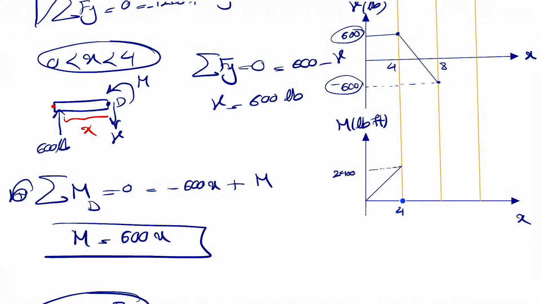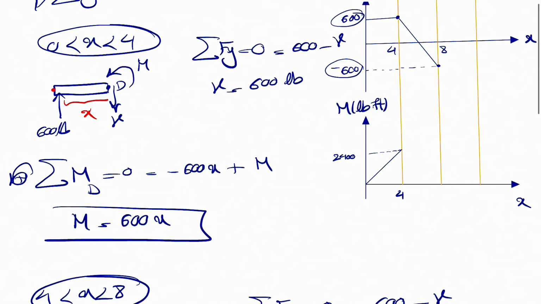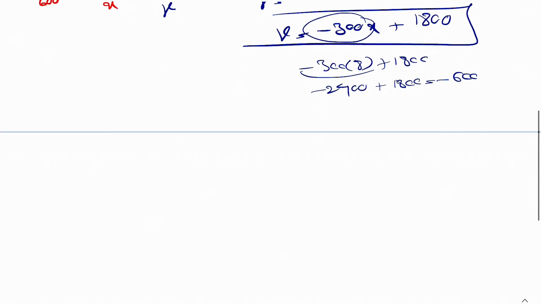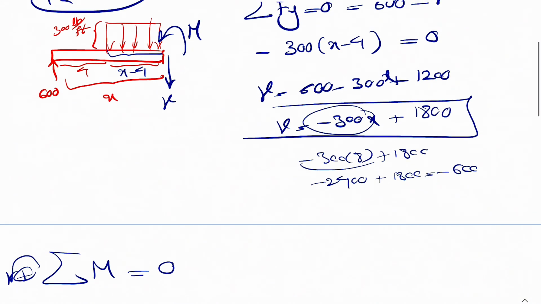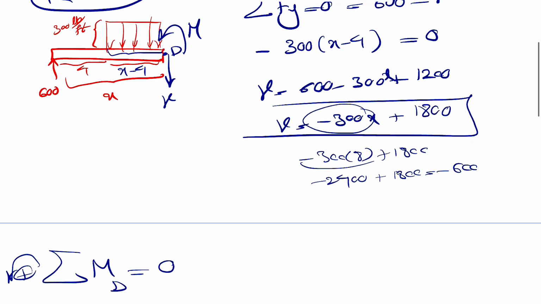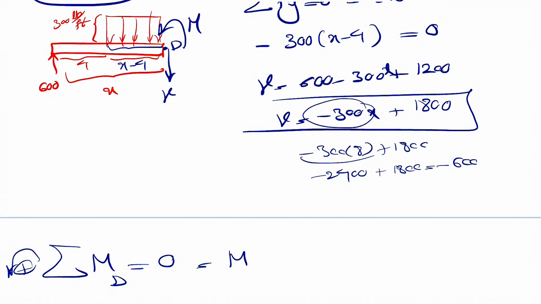And let's move on to our moment curve. For that one, we're going to do the sum of all moments equals 0, again about the point D where we did the section. So we're going to have the M that we are trying to find, and it's counterclockwise, so positive. We have the moment of 600, which is a clockwise moment, so negative: minus 600 times the vertical distance to the line of action, which is pretty much the x that we have in here.